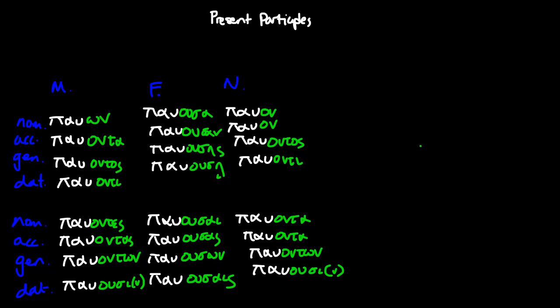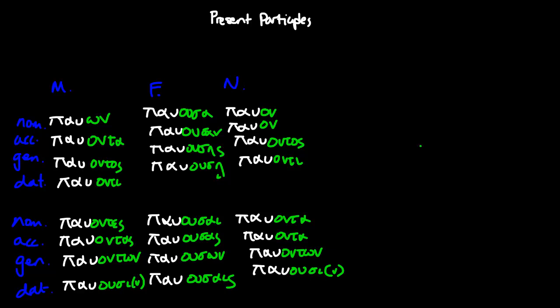Okay, hello everybody. Today we're going to be talking about present participles in Greek. Participles, as you know, are verbal adjectives, so they will usually be translated as something -ing, so ending in -ing. The example that we will be talking about today is pauon. So pauon is a present participle.